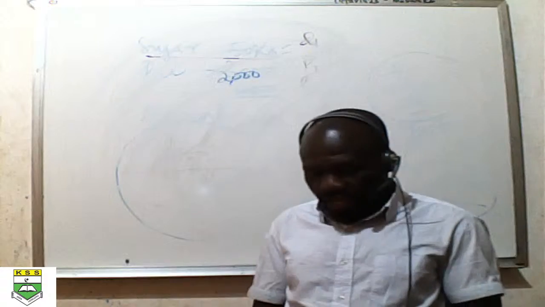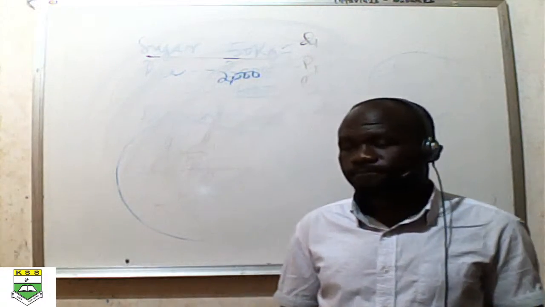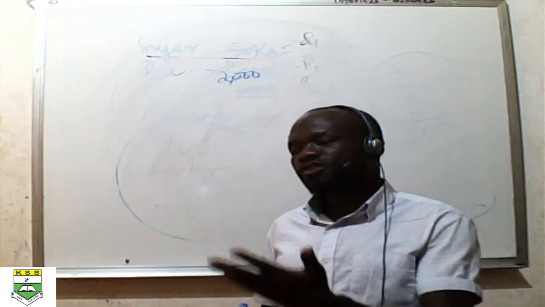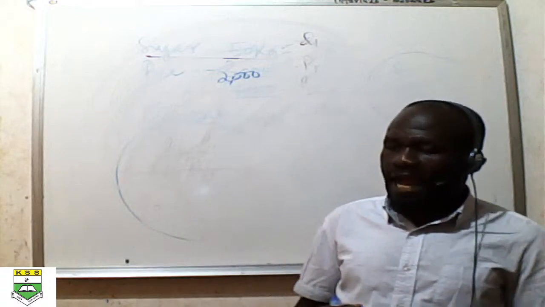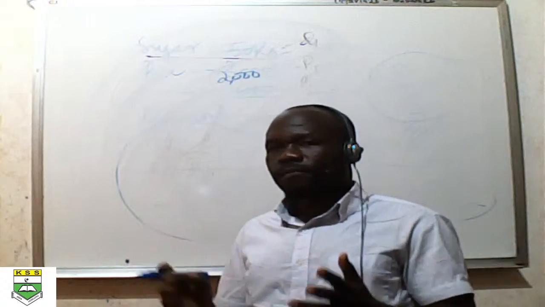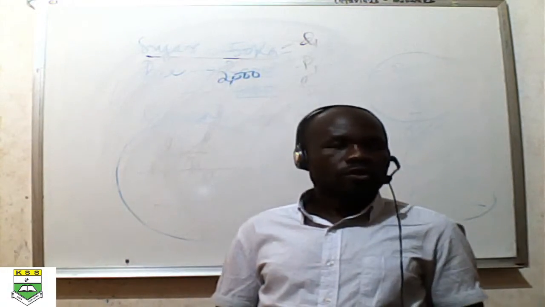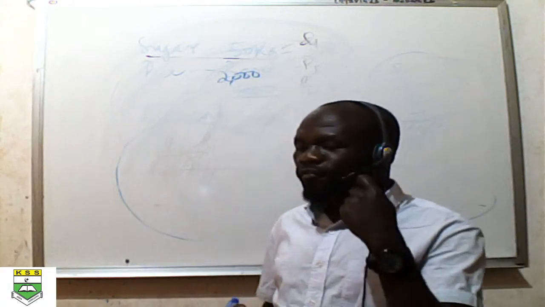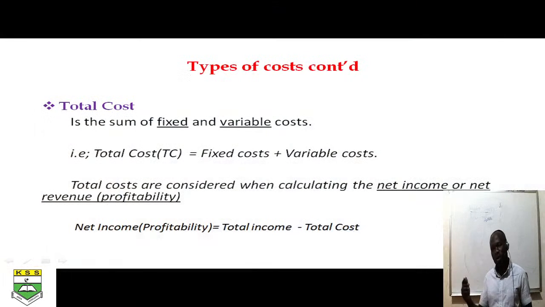Okay? Then our next type of cost is what we call total cost. Now, total cost is just a sum or a summation or an addition of our fixed costs and the variable costs.